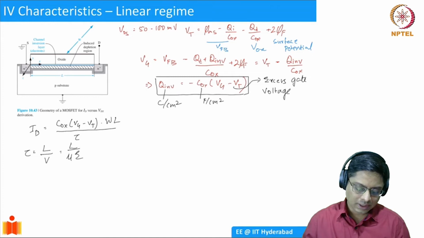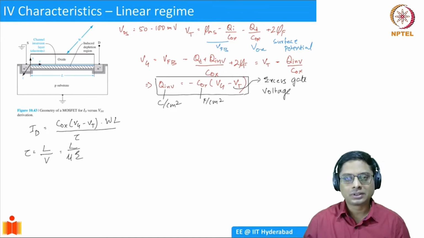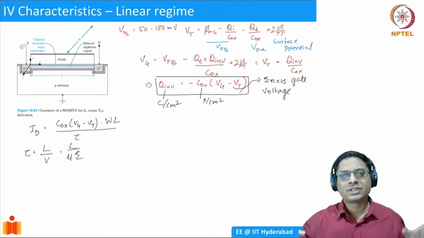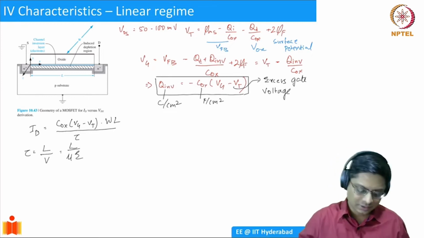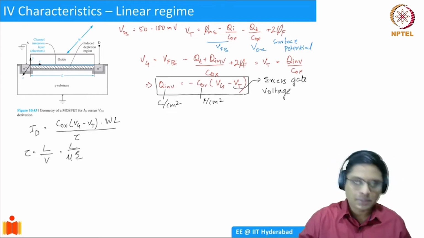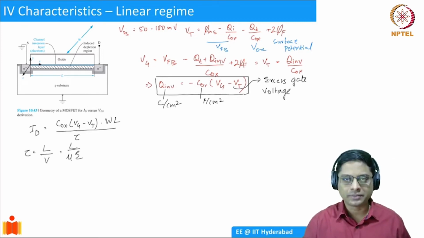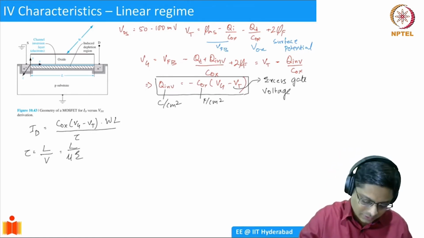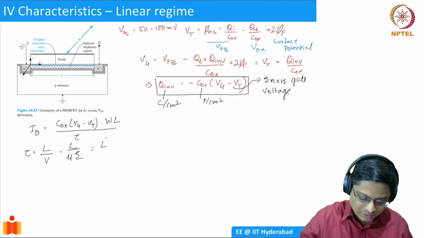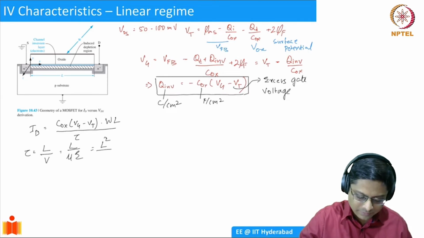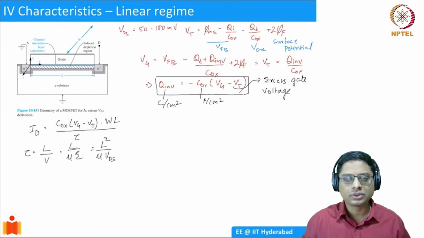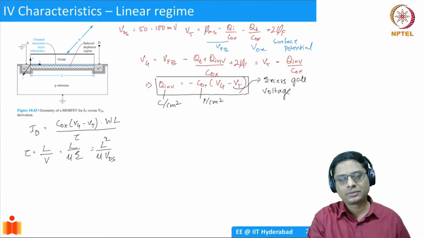Okay. And what is electric field now? Electric field is simply the voltage applied divided by the length, right? So the voltage applied is VDS between the source and the drain, and the distance is L. So I will write tau as L square divided by mu times VDS. So this is the time it takes for the electron to go from source to the drain.